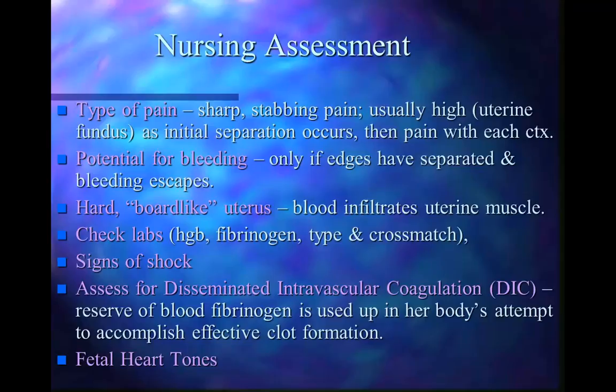The nursing assessment here, we can differentiate this from the placenta previa, because with placenta previa you have bright red bleeding and it's painless. But with this abruptio placenta, you have sharp stabbing pain, and it's usually very high in the abdomen because the placenta has just pulled away and it's in the uterine fundus. So as that initial separation occurs, you have that very sharp stabbing pain, and then they'll have pain with each contraction or just the very severe pain continuously.